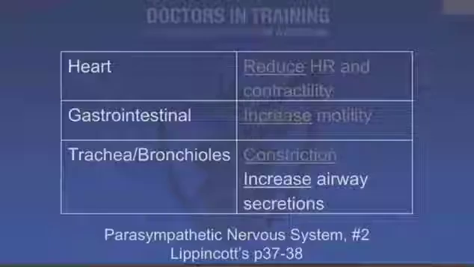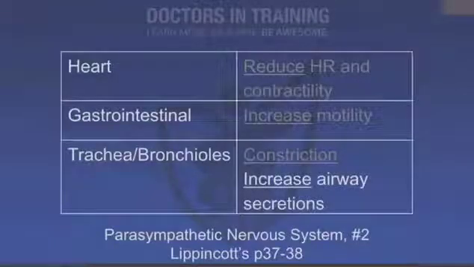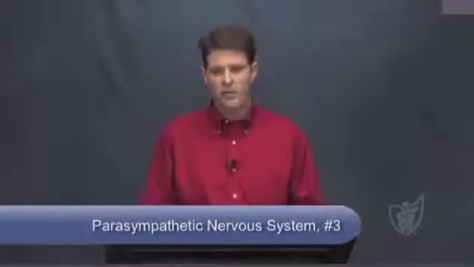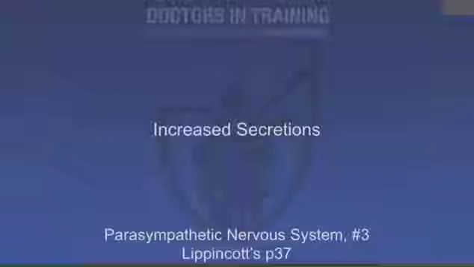In the trachea and the bronchioles, it's going to do the opposite of what the sympathetic system did, so the parasympathetic system is going to cause constriction of the trachea and the bronchioles. And what I think about is you don't need so much oxygen, so you can contract the trachea and the bronchioles down a little bit. In the trachea and the bronchioles, it's also going to increase secretions. So those respiratory airway secretions are going to increase with parasympathetic stimulation. Now this is a common feature of parasympathetic stimulation, increased secretions.